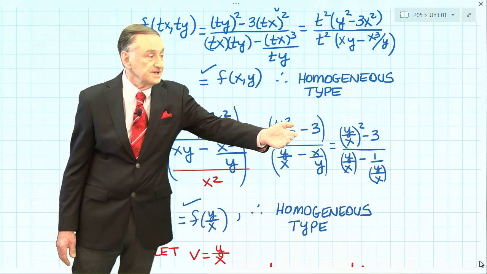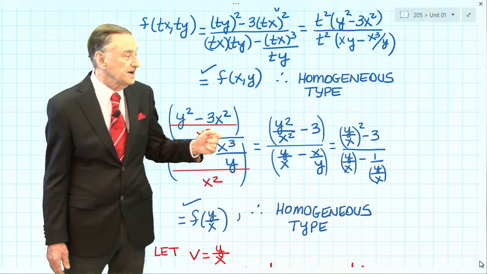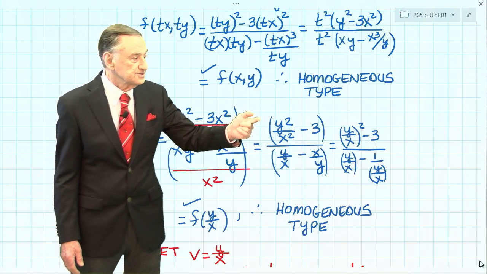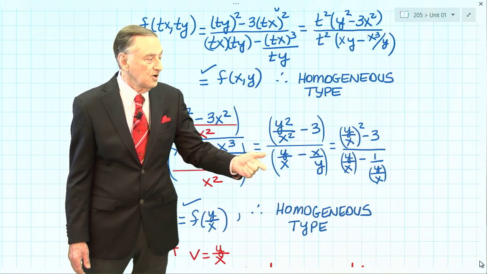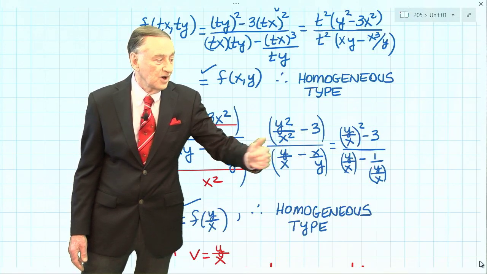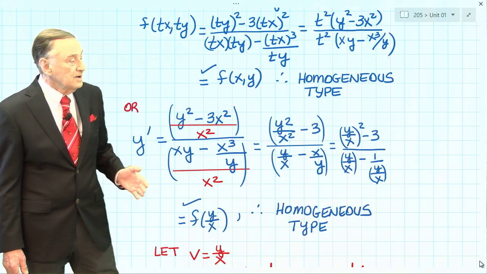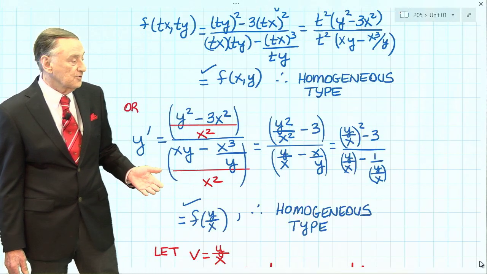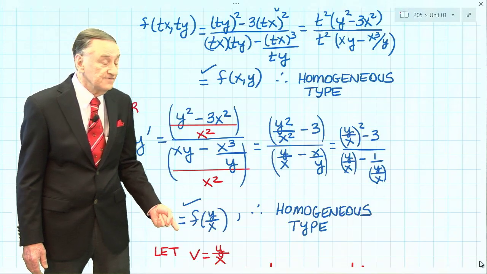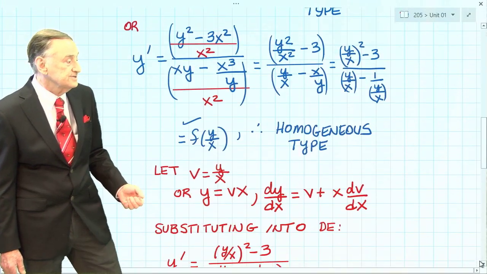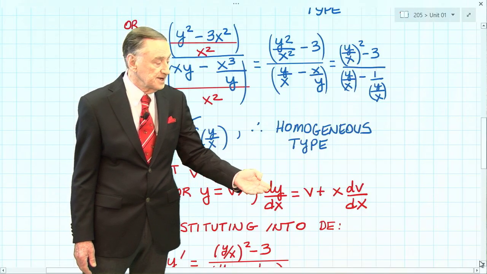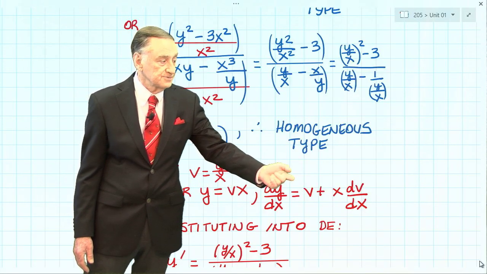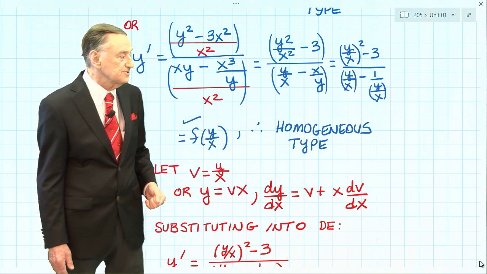Or if you want to divide numerator and denominator by x squared, that's probably the best thing to do because we're going to need to get it in the form that you see there on the right. If we divide by x squared, you can see we have (y over x) quantity squared minus 3, over (y over x) minus 1 over (y over x). So we do have a function of y over x, and what we're going to do is let v equal y over x, or y equal to vx.